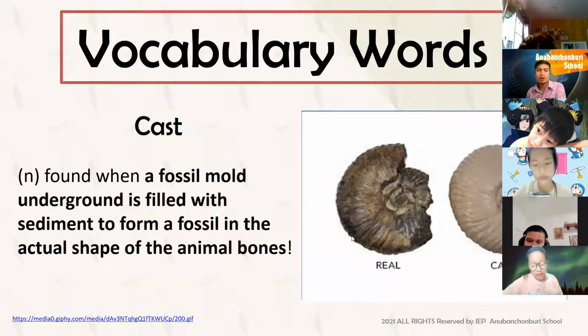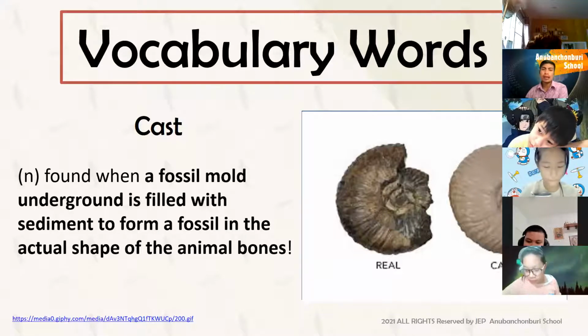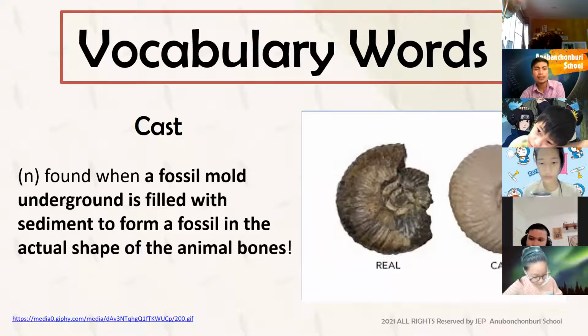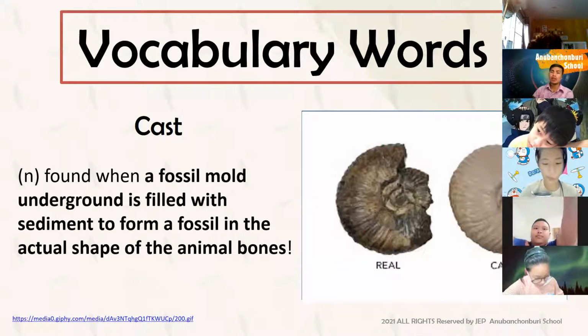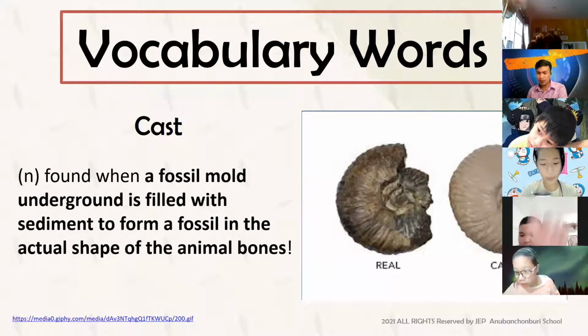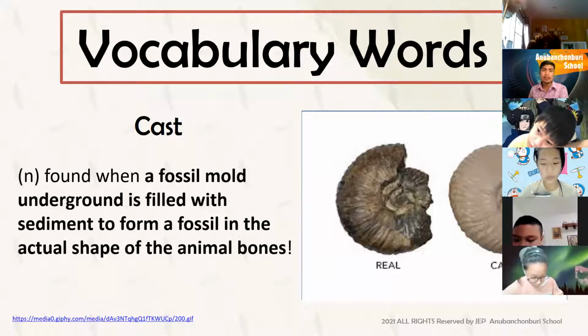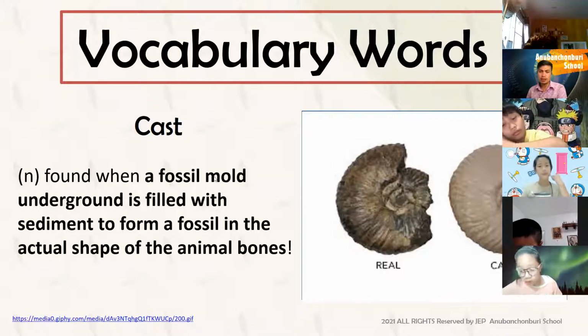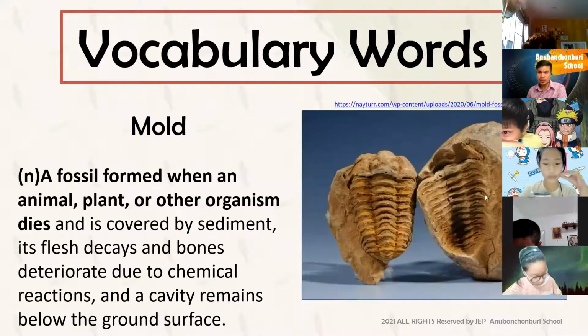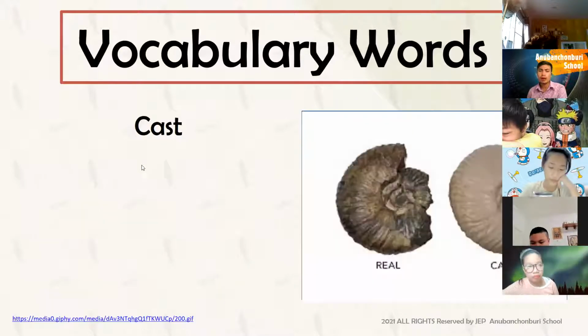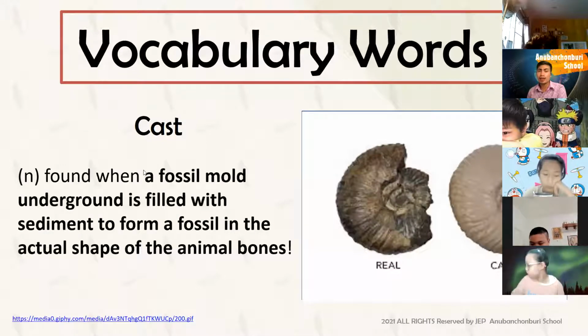This is made up of sediments. Very good. This is not the real one. This is not the actual body of a shell, but it is a cast. It means it is like a copy of the real one, but it is made up of sediments. It's like a mold, but imagine this one. Imagine if this picture right here will be covered in sediments. That is why it will create a cast.